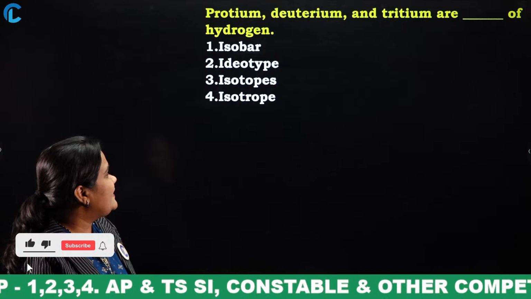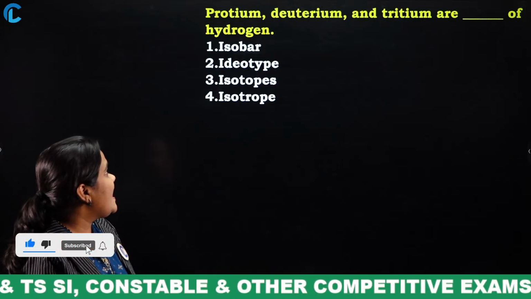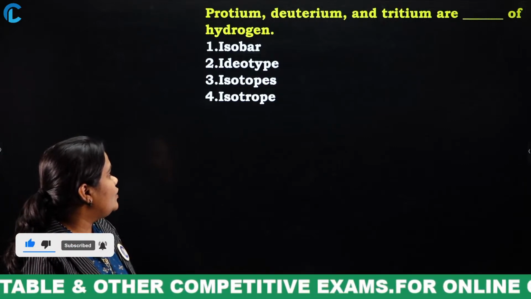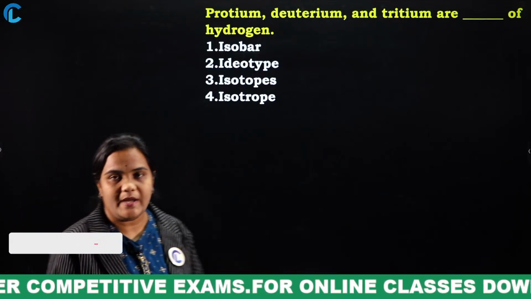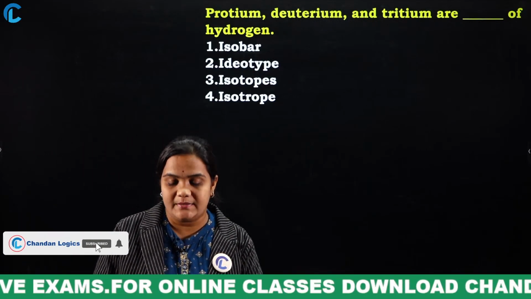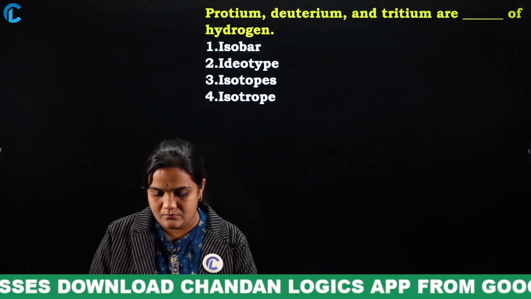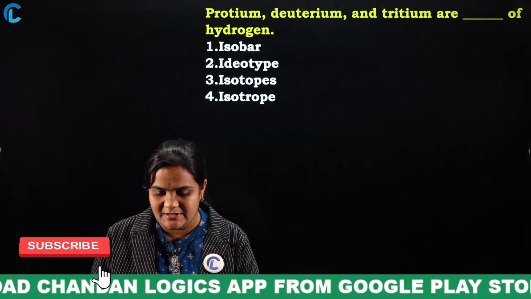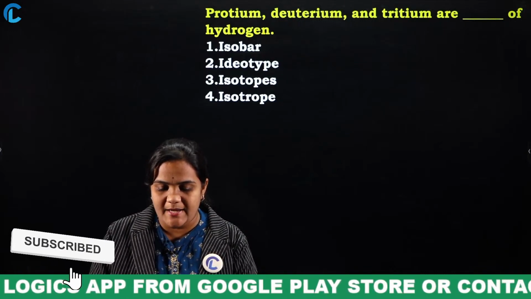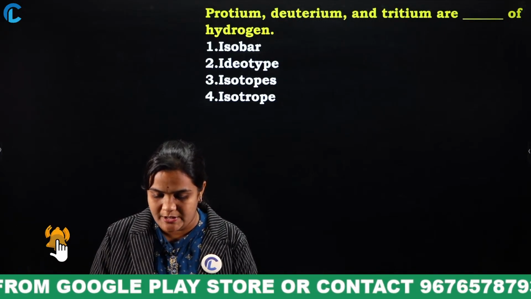Protium, deuterium and tritium are dash of hydrogen. Options: isobar, isotone, isotopes. Okay, protium, deuterium are what? Isotopes of... Come on, try to give the answer for this question. Protium, deuterium and tritium are dash of hydrogen.